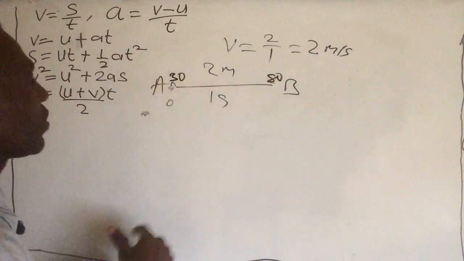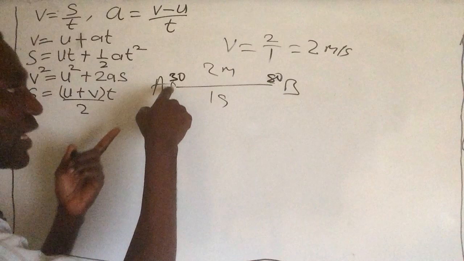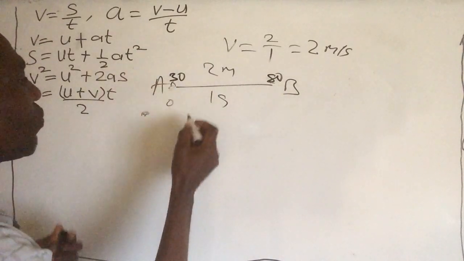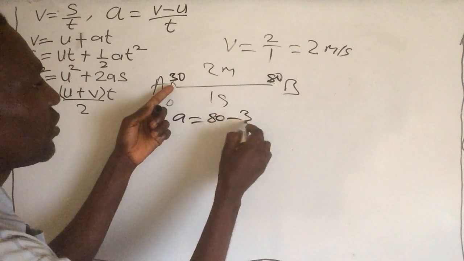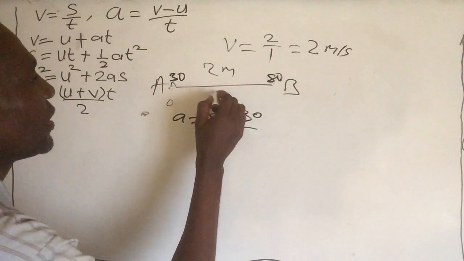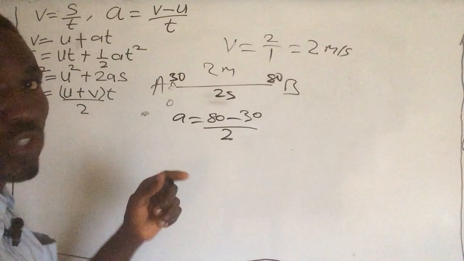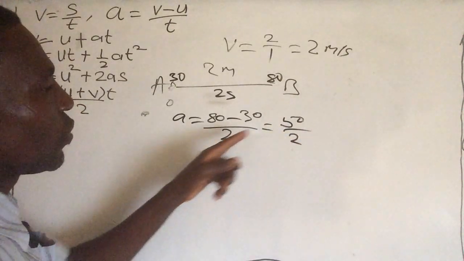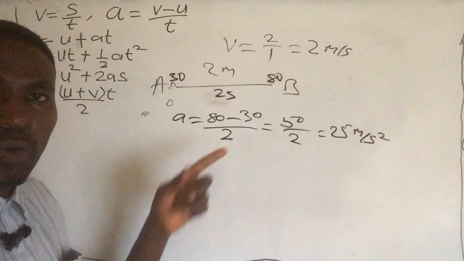Now the change of velocity is what? Now we use the formula. The initial velocity is no longer 0, because it was 0 here and our checkpoint is here. When it is here, we take 30, and when it reaches B, it will be 80. So our acceleration will be final velocity, which is 80, minus initial velocity, which is 30, all over time. Let's say it takes 2 seconds to cover it. So 80 minus 30 gives you 50, all over 2. When you divide 50 by 2, it gives you 25 meters per second squared. That's how to calculate this.